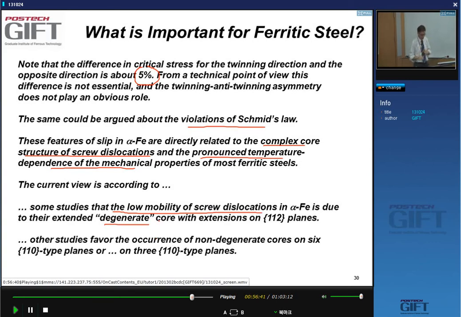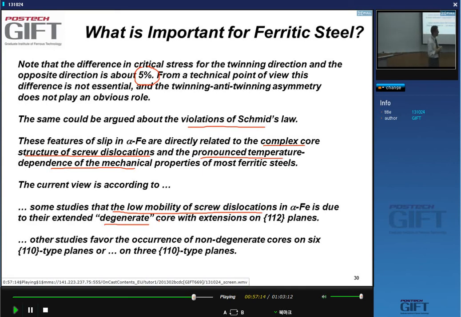How they are extended is still a matter of discussion. Even today, people in solid-state physics and metal physics are interested in this topic. It's not an old topic where all the physics has been done yet. So the way you have the degeneration of the core structure is still a matter of discussion.